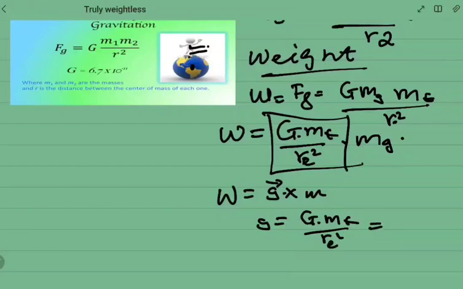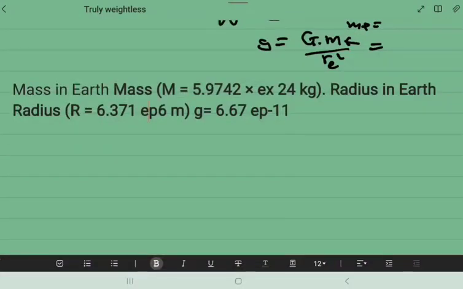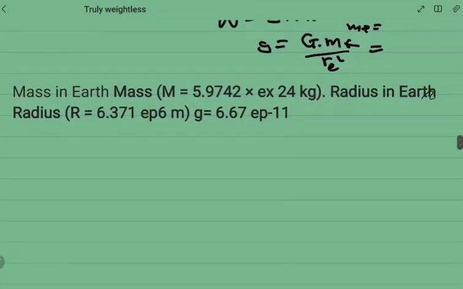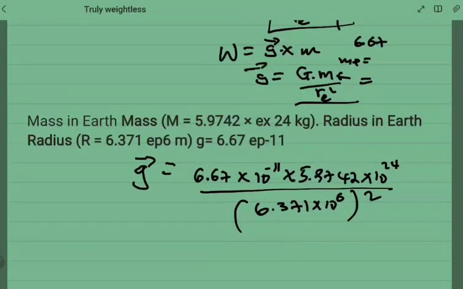So if you calculate this, taking G as 6.67, the mass of the earth as 5.9742 times 10 to the power of 24 kilograms, the radius of the earth is 6.371 times 10 to the power of 6 meters, and the gravitational constant is 6.67 times 10 to the power of minus 11, we can calculate the value of this g.